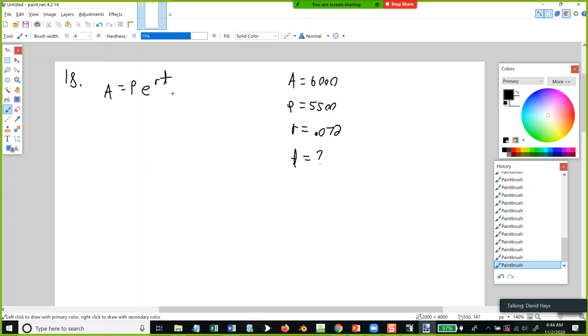Okay, so that's all the given information. So this would be like we want $6,000 at the end. We're going to put 5,500 in and not put any money in after that. And we're going to let it accumulate. r is 0.072. And we're wondering how long do we have to leave it in there to get $6,000?